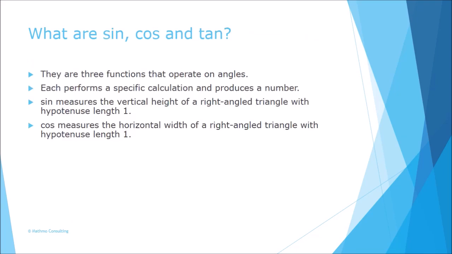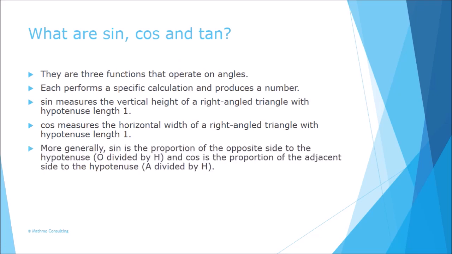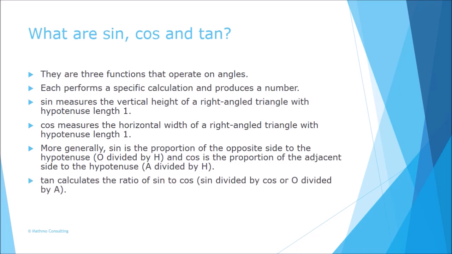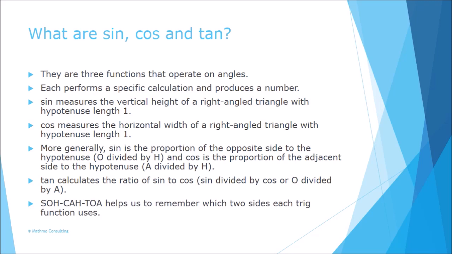Okay, so let's recap. Sine and cosine measure the height and width of a right-angled triangle with hypotenuse length 1. But more generally, sine is the proportion of the opposite side to the hypotenuse, and cosine is the proportion of the adjacent side to the hypotenuse. Meanwhile, tan is the proportion of the opposite side to the adjacent side. And now hopefully you can see where the mnemonic SOH-CAH-TOA comes from. It helps us to remember which 2 sides create the ratio associated with a particular trig function.